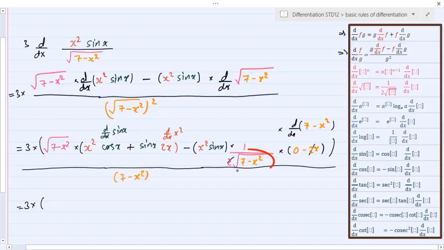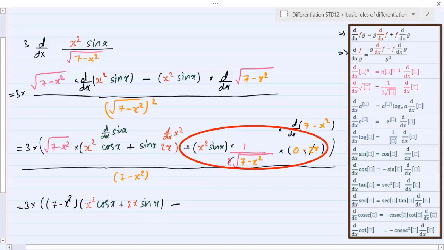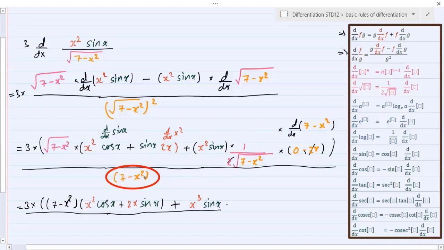3 will be as it is, and let's take the LCM of under root of 7 minus x². So in the first step we will get (7 minus x²) into (x² cos x plus 2x sin x), minus, in the second term this minus minus becomes plus, so plus x² sin x into x, since the power of x will increase, so here we'll get x³, whole divided by 7 minus x² to the power 1 and half power, which will become (7 minus x²) raised to 3 by 2. Ta-da!